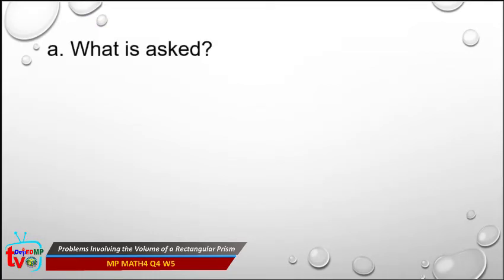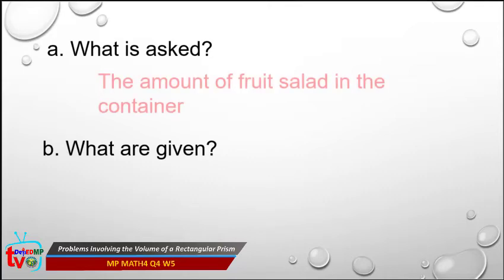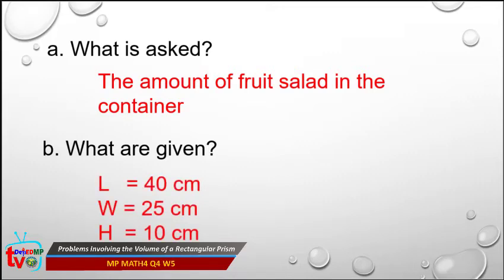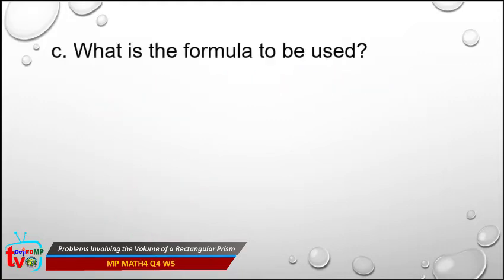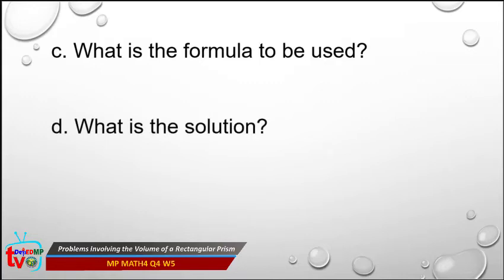For letter A, what is asked? The amount of fruit salad in the container. Letter B, what are given? The given facts are length is equal to 40 centimeters, width is equal to 25 centimeters, and height is equal to 10 centimeters. For letter C, what is the formula to be used? And what is the solution?